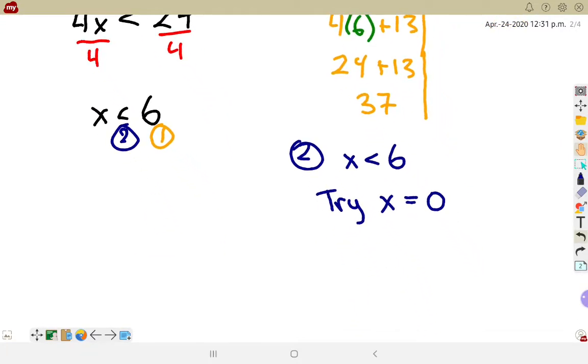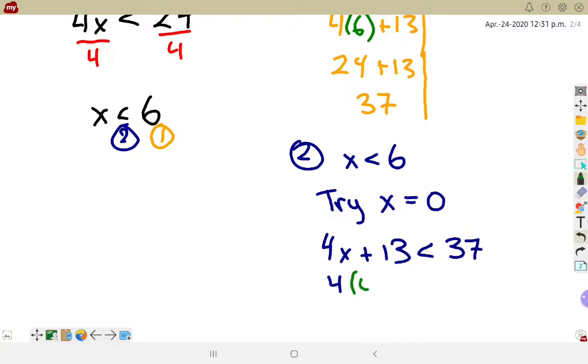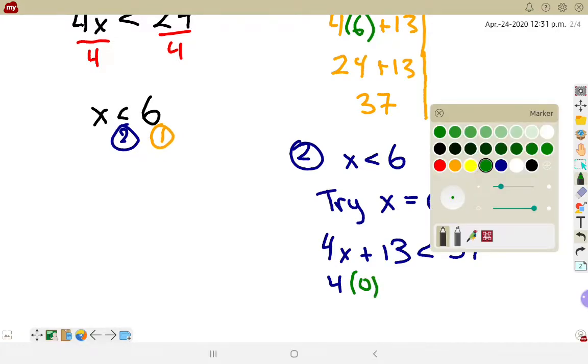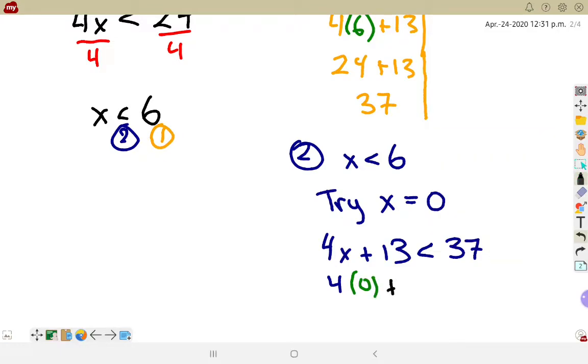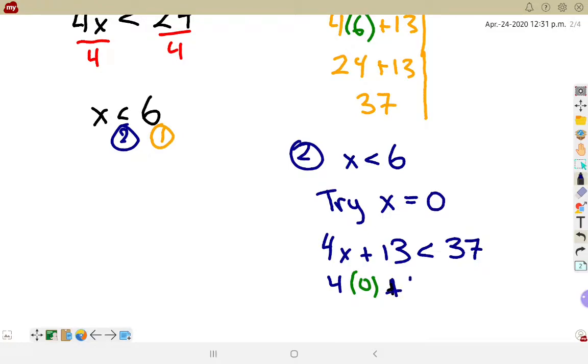So that original inequality, we had 4x plus 13 should be less than 37. And I'm going to put in that value that we said we're going to try. We're going to put in 0. And I don't need to pick 0. As long as the number that I picked is smaller than 6, it's going to work. Okay? Or I want it to work.